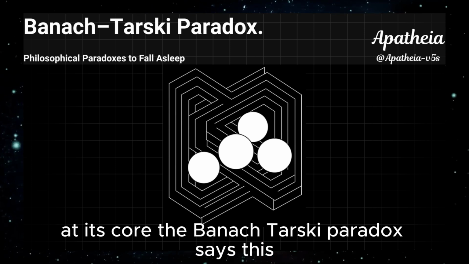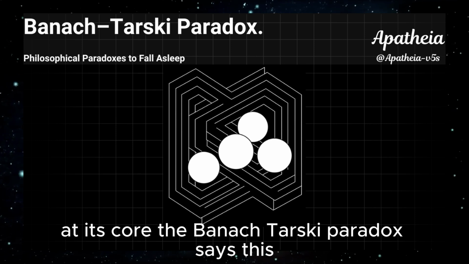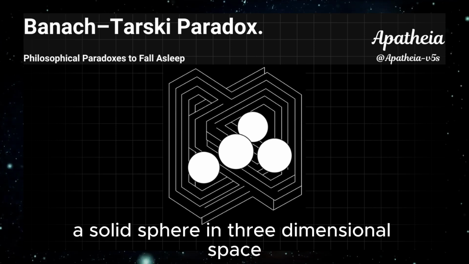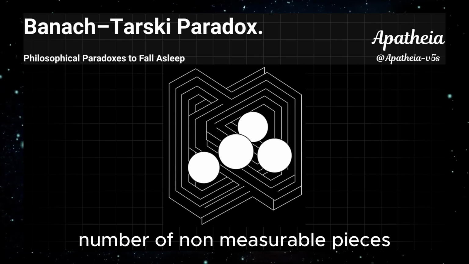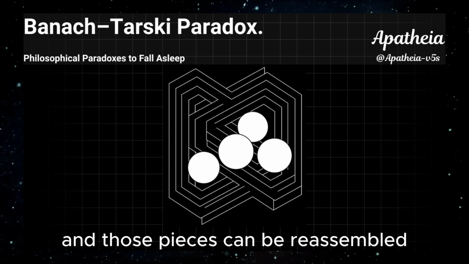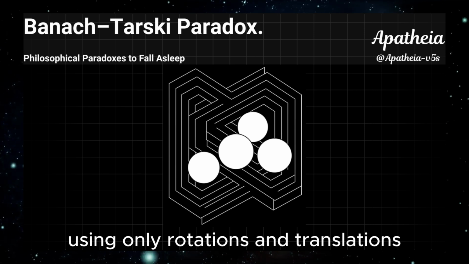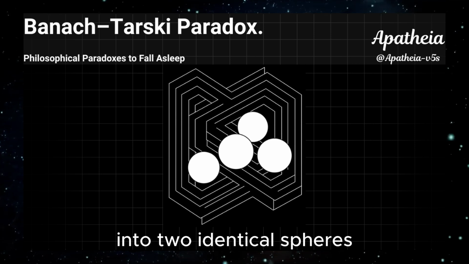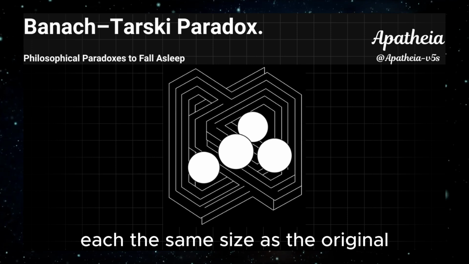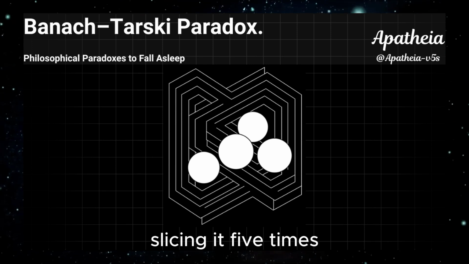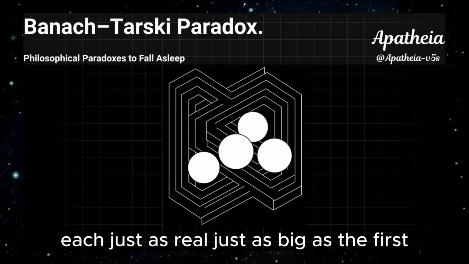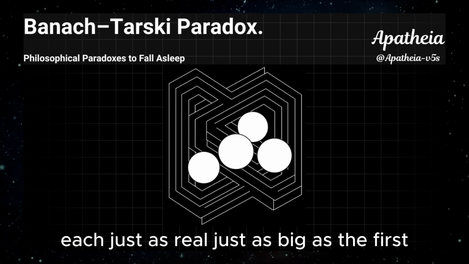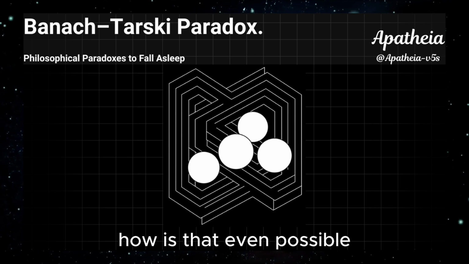At its core, the Banach-Tarski paradox says this: a solid sphere in three-dimensional space can be cut into a finite number of non-measurable pieces, and those pieces can be reassembled using only rotations and translations into two identical spheres, each the same size as the original. It's like taking one apple, slicing it 5 times, and ending up with two identical apples, each just as real, just as big as the first. How is that even possible?